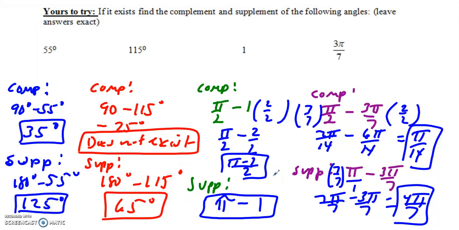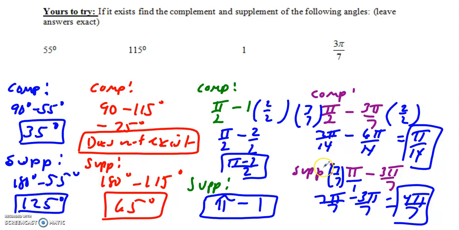And then there's the last one, the good old last problem where you have 3 pi over 7. If I wanted to find the complement, that's really pi over 2 minus 3 pi over 7. The common denominator is 14, so I had to multiply this fraction by 7 over 7 and this fraction by 2 over 2. So I got this to be 7 pi over 14 minus 6 pi over 14, which means that my complement would be pi over 14, so it does exist because it's positive.